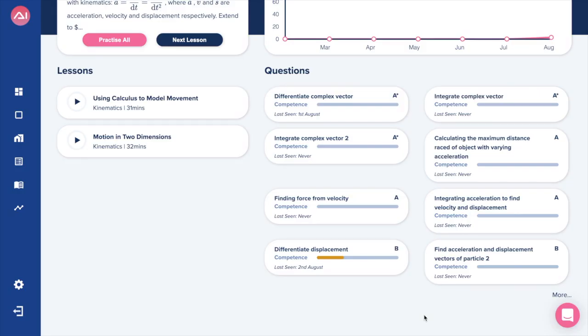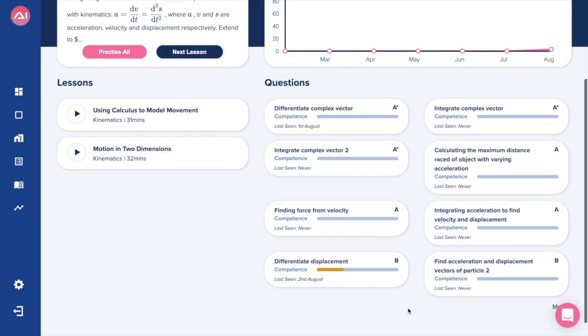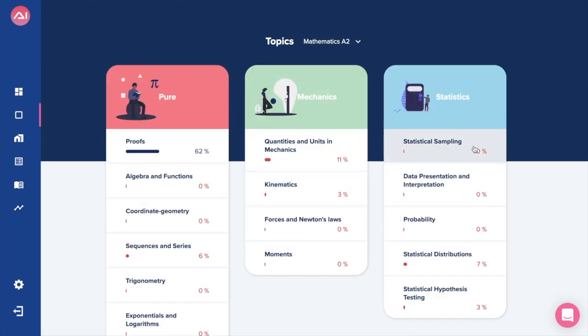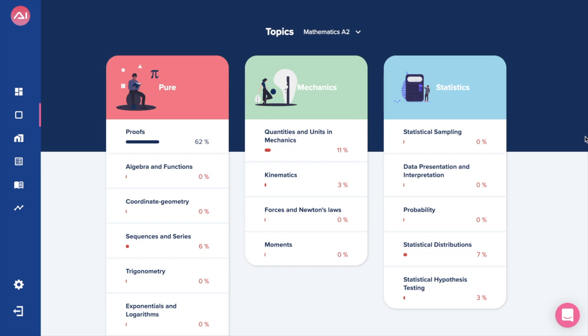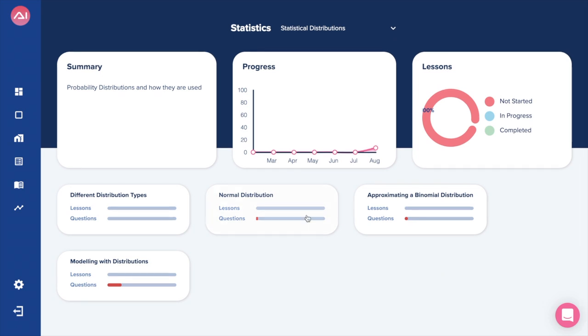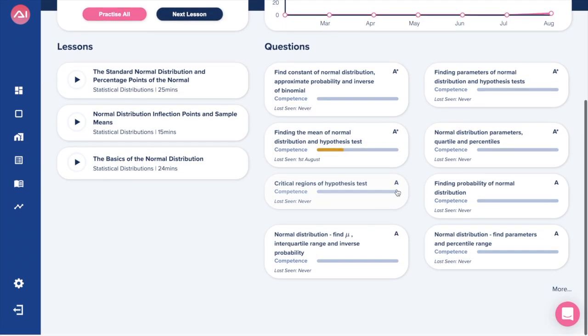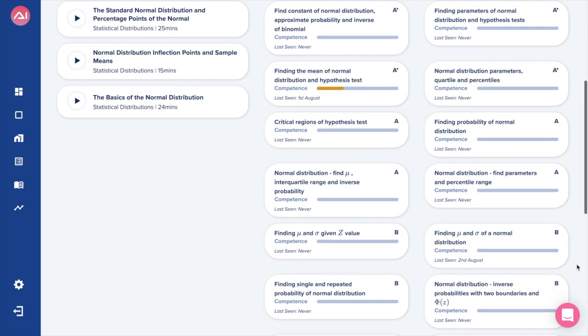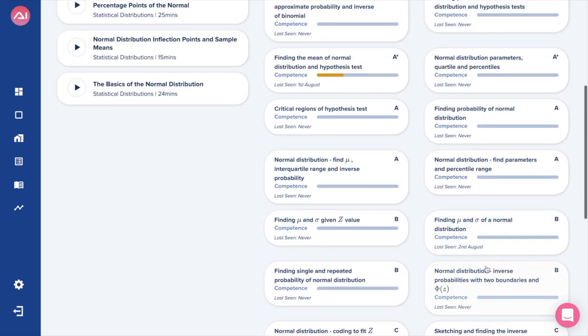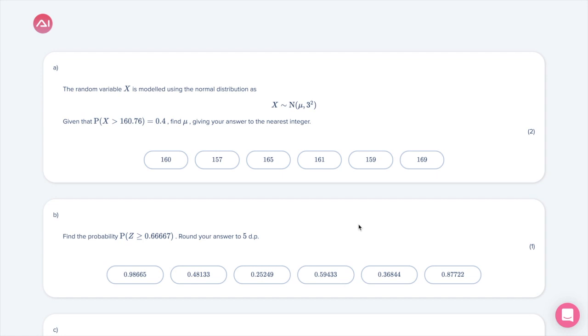So if we now go back, again we can see that my competence has increased for these styles of questions, and therefore my overall progress for this topic has also increased. So if we go back to the topics menu and have a look at statistics questions, say we want to revise the normal distribution. So that means we're going to go to statistical distributions, then click the normal distribution, and then if we select more, you see we've got all of these questions ranging from D grade up to A star. And let's say we want to practice finding the mean and standard deviation given some Z value. Okay, so let's have a go at these questions.